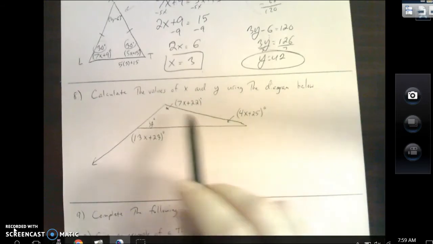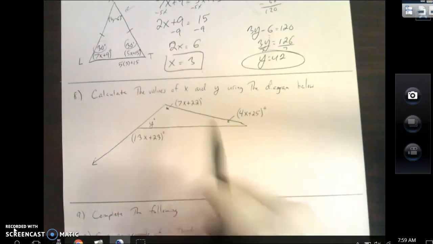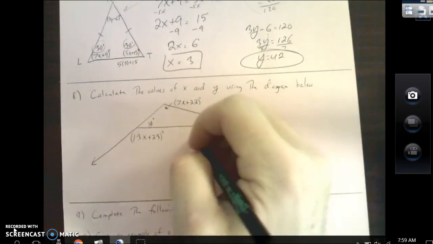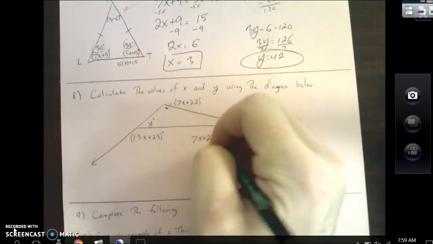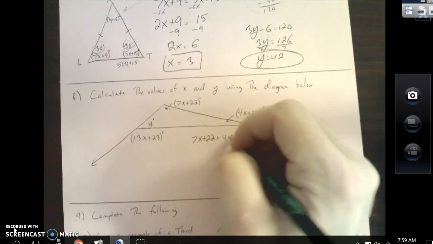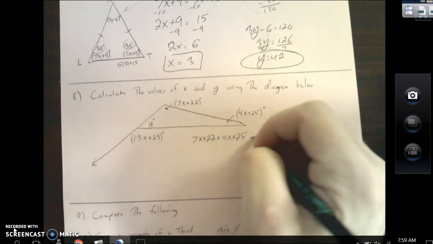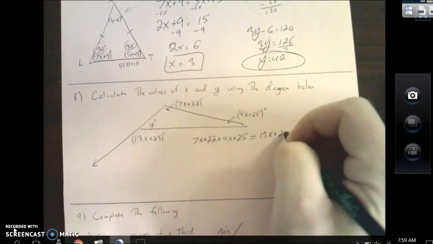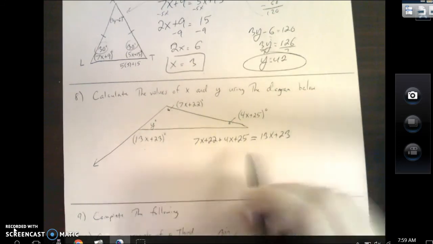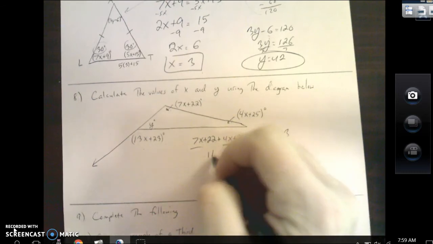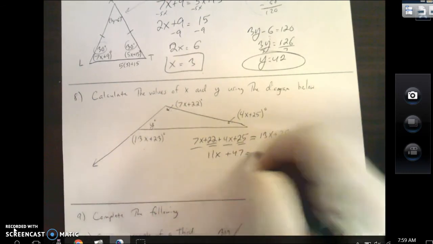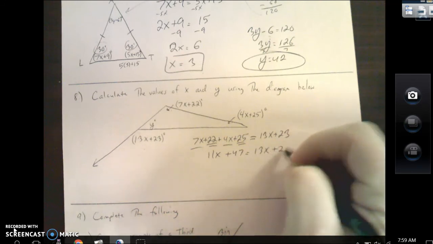Okay. This one, you have to know the exterior angle theorem. The two inside add together to equal the outside. So 7x plus 22 plus 4x plus 25 equals the outside. 13x plus 23. Okay, so I'm going to combine like terms on the left-hand side. 11x plus 47 equals 13x plus 23.